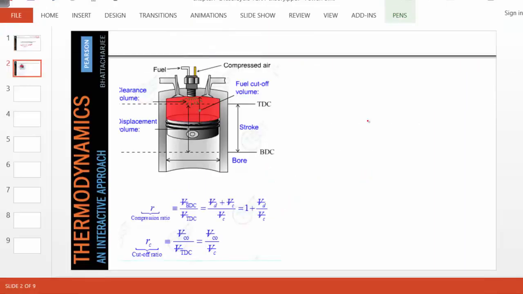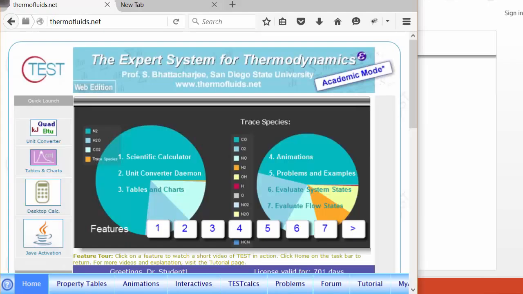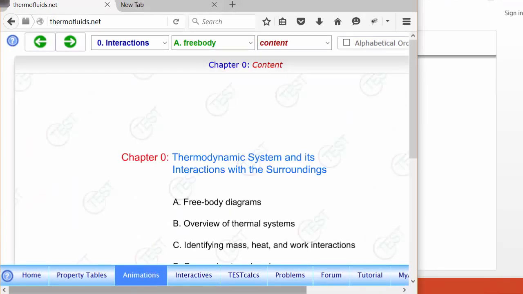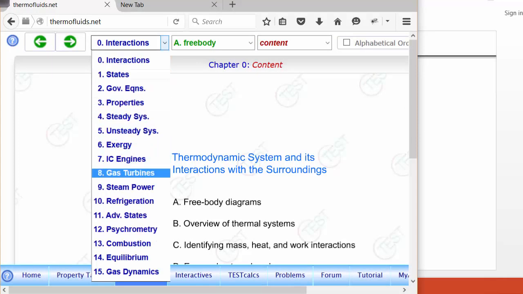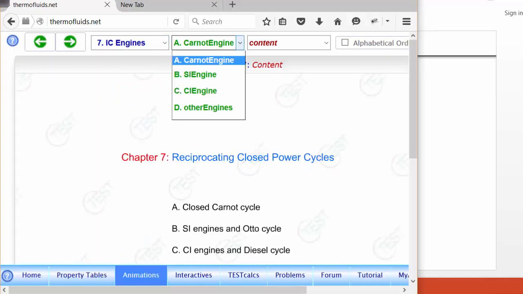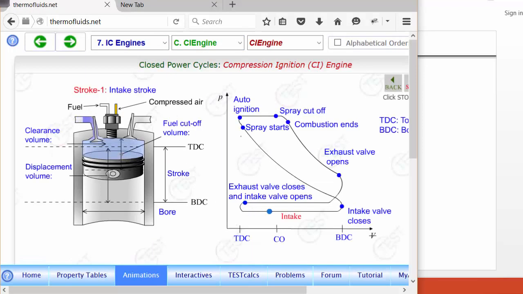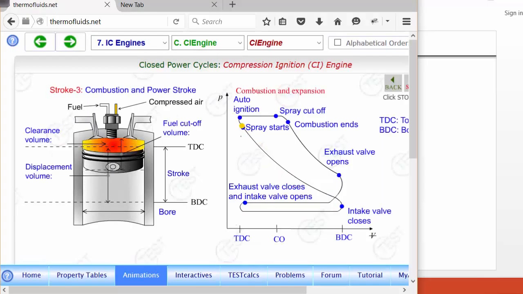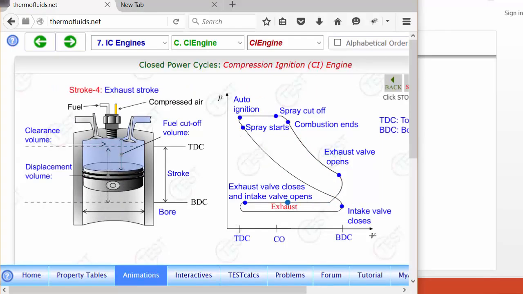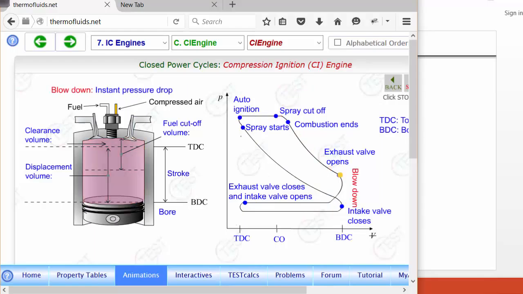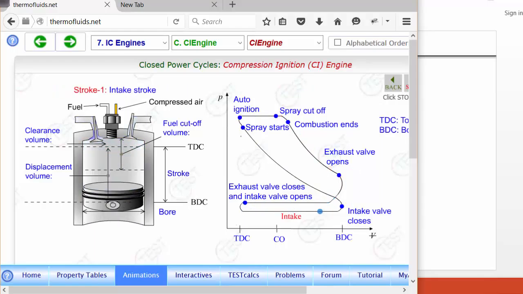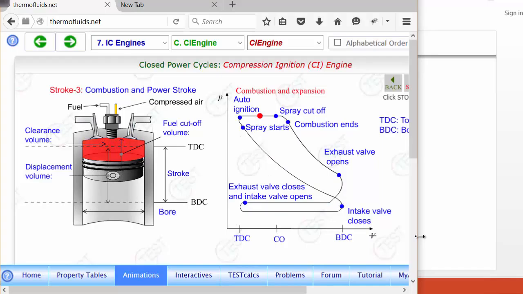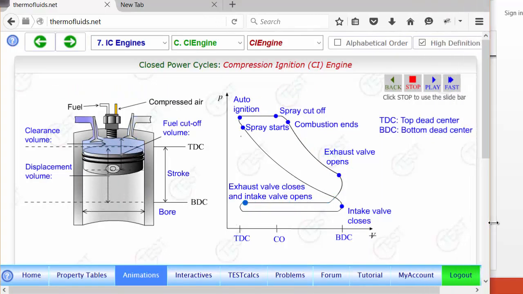this animation, that is the diesel cycle animation. I'll take you straight there. Animation module, IC engines, CI engine. The CI stands for compression ignition, and as you can see, a lot of it looks similar to the spark ignition engine. Let me just pause the animation and step you through it.